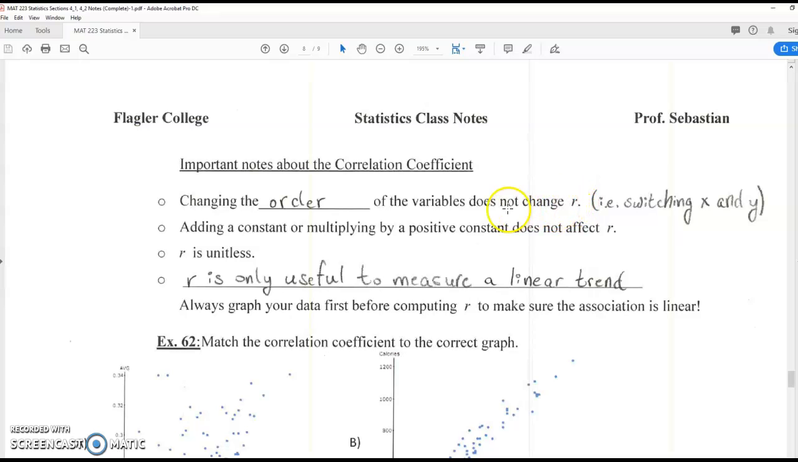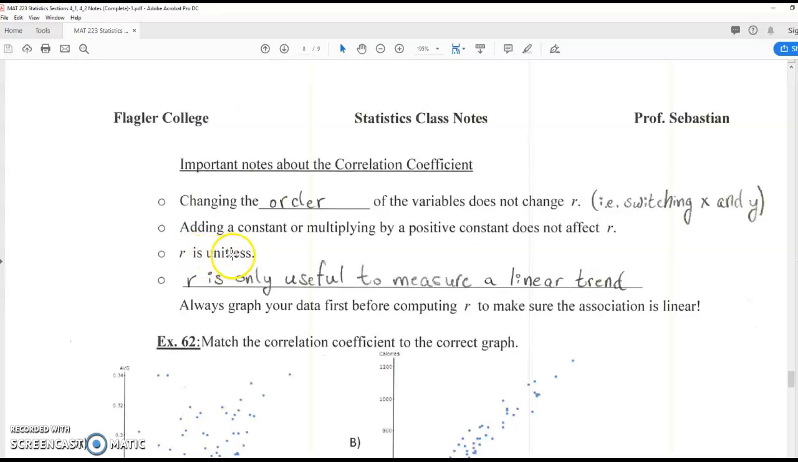It certainly will change what the regression line is because your scatter plot will look different if you switch them too. But it won't change how strong the relationship is between the two variables, which we measure through the correlation coefficient r. If we add a constant or multiply by a positive constant, any of our variables, it does not affect r either.